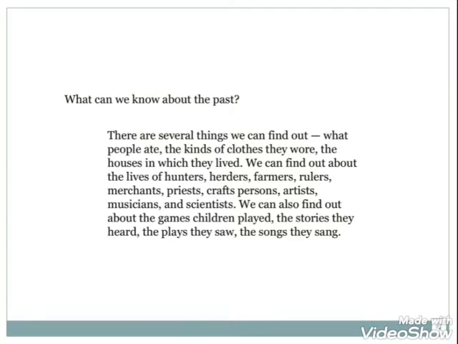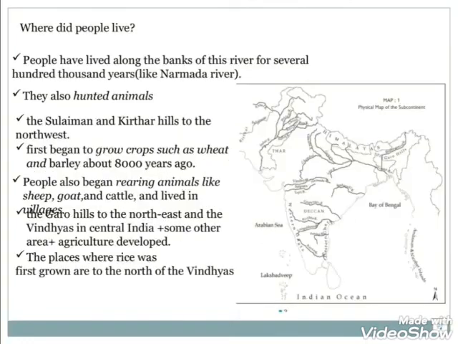What can we know about the past? There are several things we can find out: what people ate, the kind of clothes they wore, the houses in which they lived. We can find out about the life of hunters, herders, farmers, rulers, merchants, artists, musicians, and scientists. We can also find out about the games children played and the stories they heard.